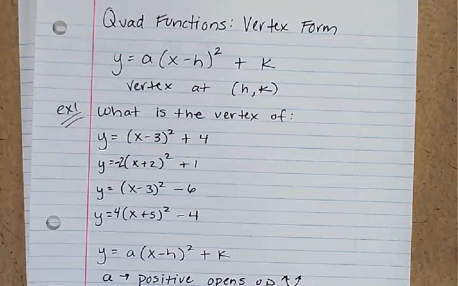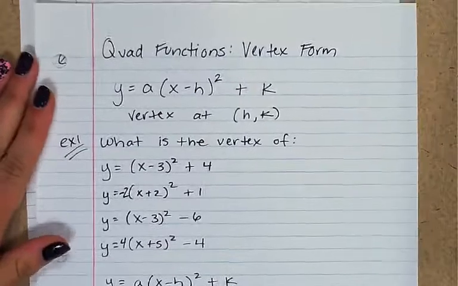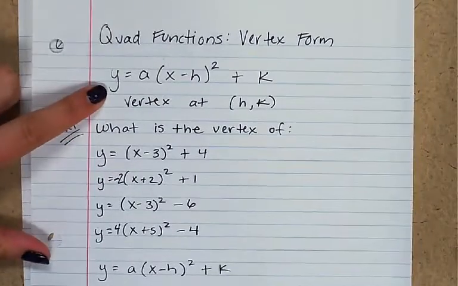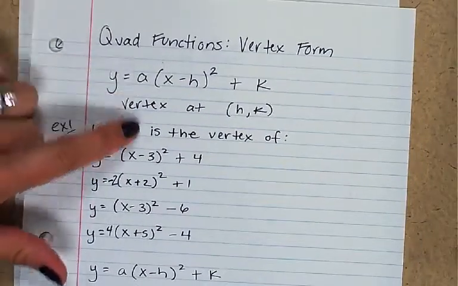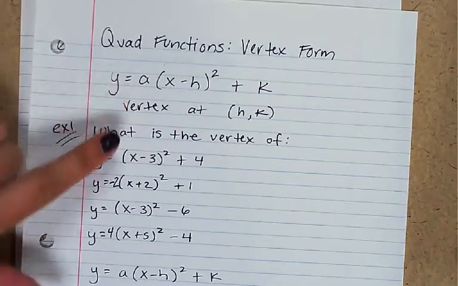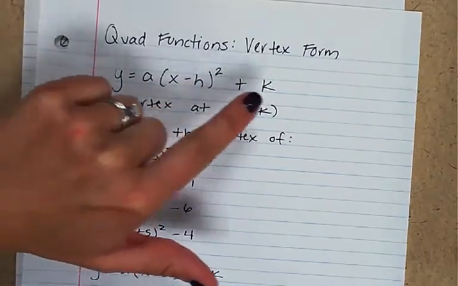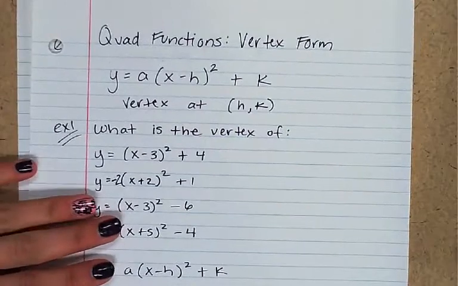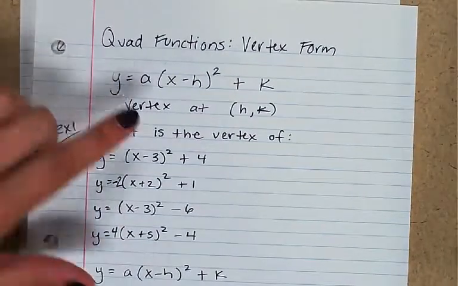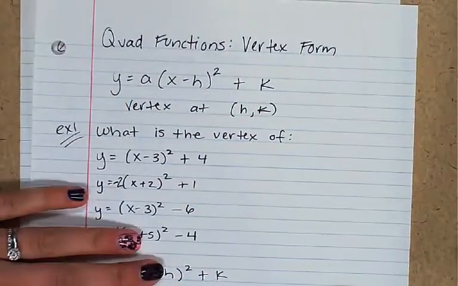Review of the Edgenuity lessons, quadratic functions in vertex form. So vertex form looks like this: y equals a times (x minus h) squared plus k, where the a, h, and k are just going to have number values in there. Not always. Sometimes the a will just be 1, or the h or the k might be 0.